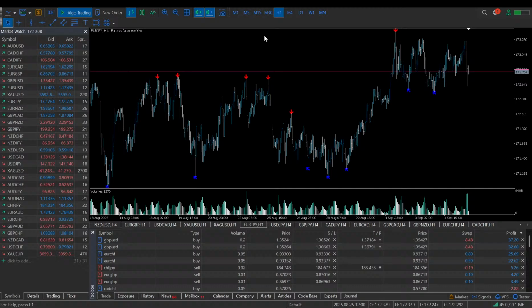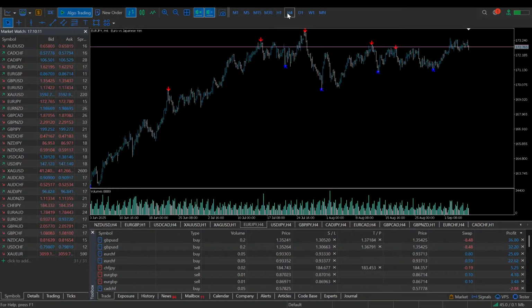EURJPY, nothing yet so far. So just like GBPJPY, I'm still going to wait a little bit.